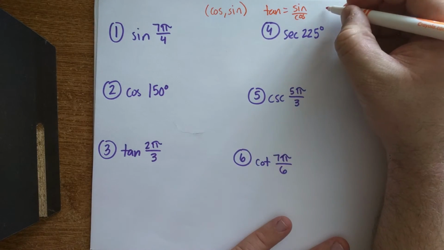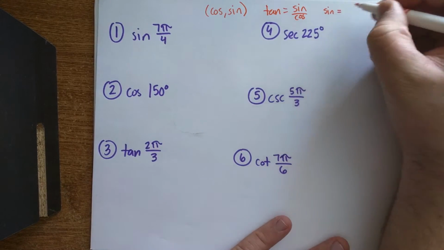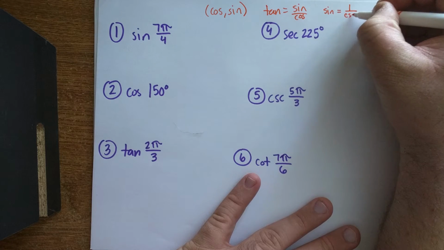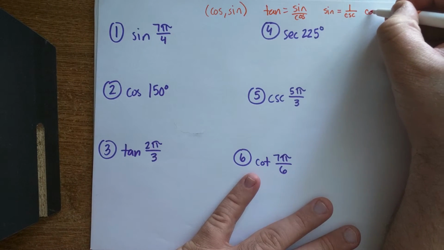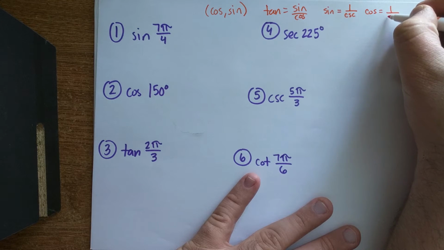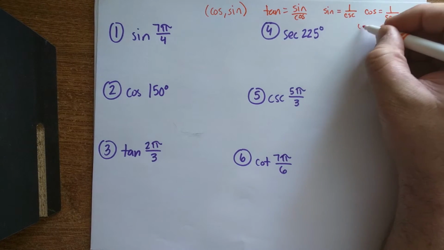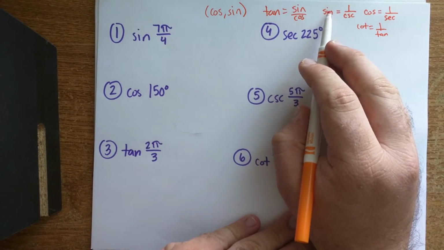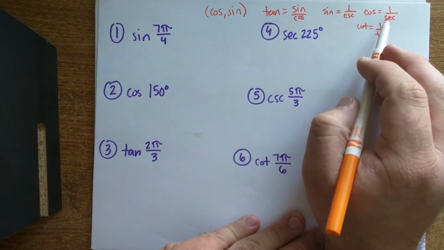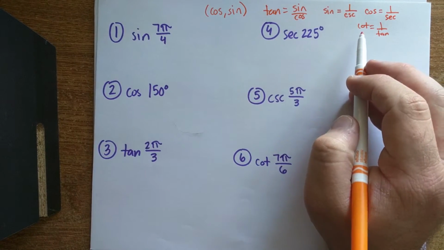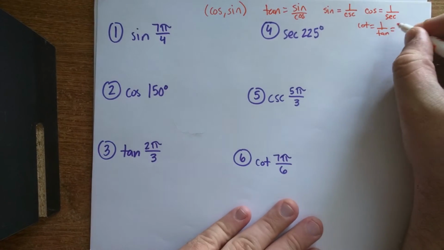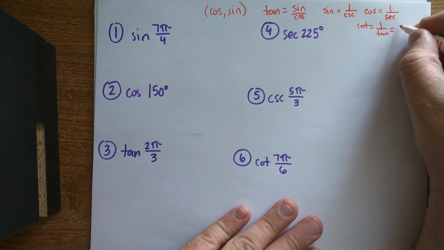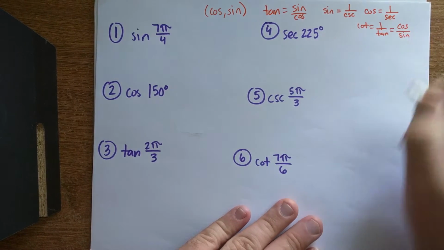And also just recall that sine is the reciprocal of cosecant, meaning that sine is 1 over cosecant. And for cosine, that's 1 over secant. And cotangent is 1 over tangent. And by the way, these can be reversed. Cosecant is 1 over sine, secant is 1 over cosine, and tangent is 1 over cotangent. And one more thing you should write down. Cotangent, because it's 1 over tangent, and tangent is sine over cosine, cotangent is really just cosine over sine.